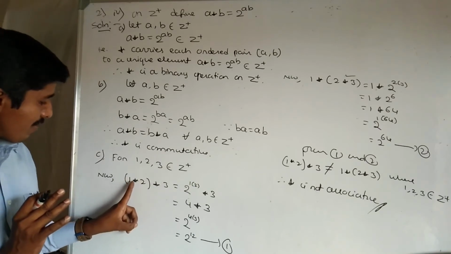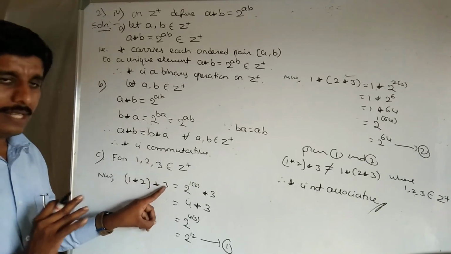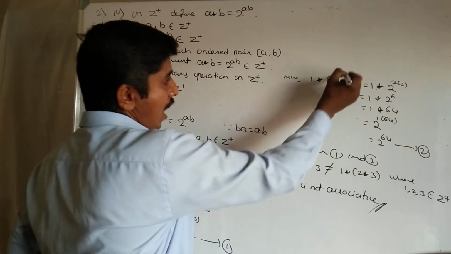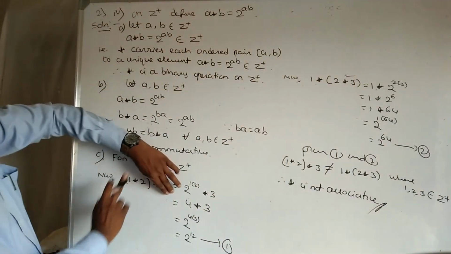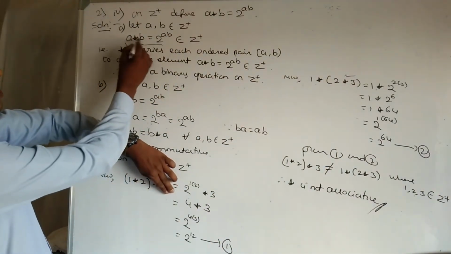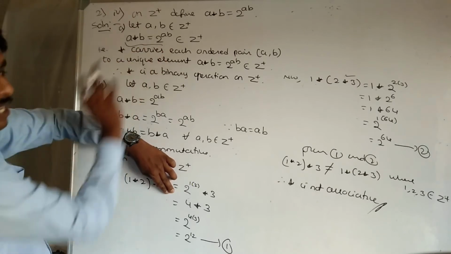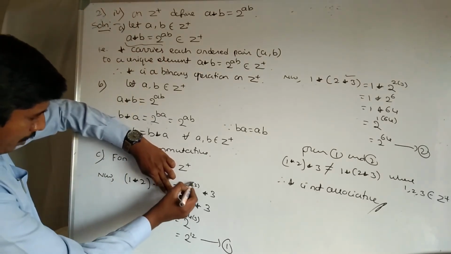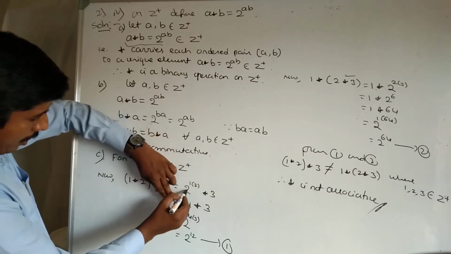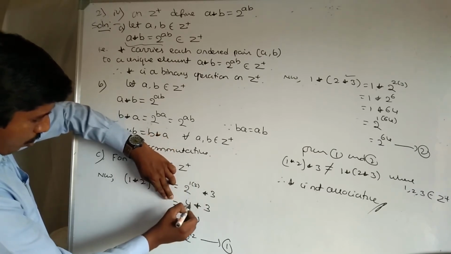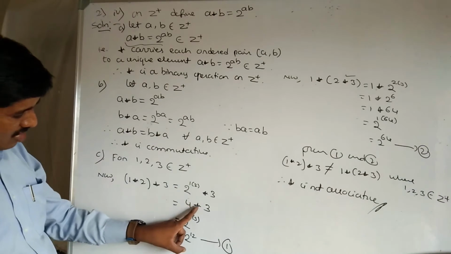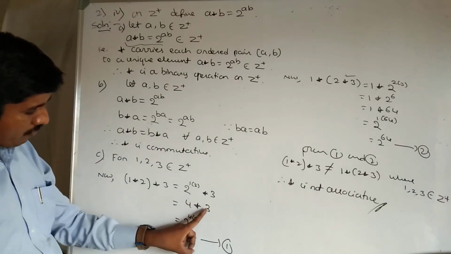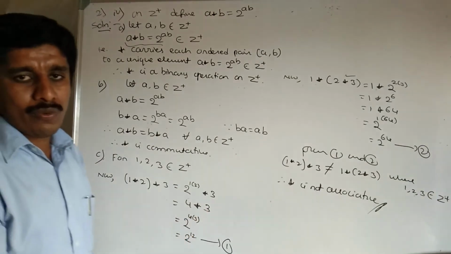Here LHS (1 star 2) star 3, RHS 1 star (2 star 3). Here the binary operation is defined, be careful: A star B equals 2 power A into B. Here 1 star 2 is 2 power 1 into 2, star 3. Here 2 square, that is 4 star 3. Again A star B is 2 power A into B, 4 into 3. This is 12, 2 power 12.